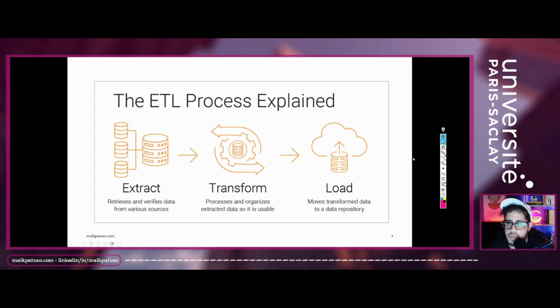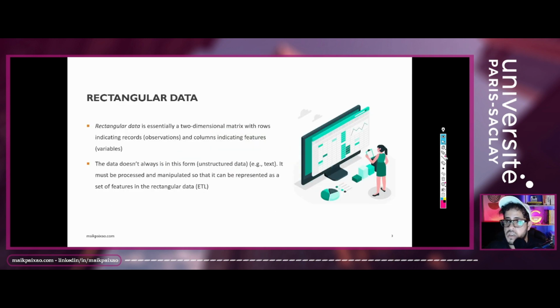But we have a big problem. We always have a big problem. The data doesn't always come in an organized way.